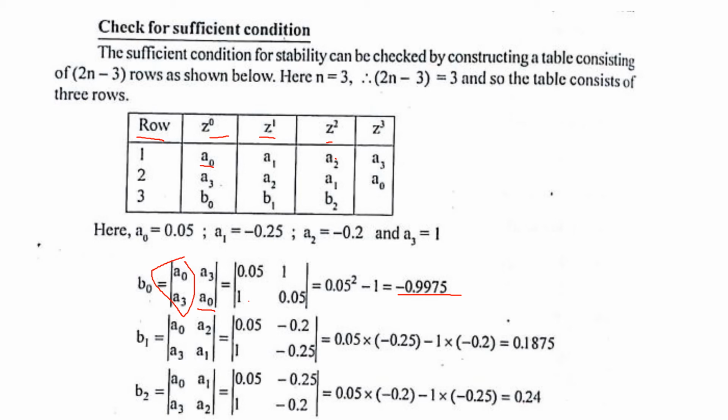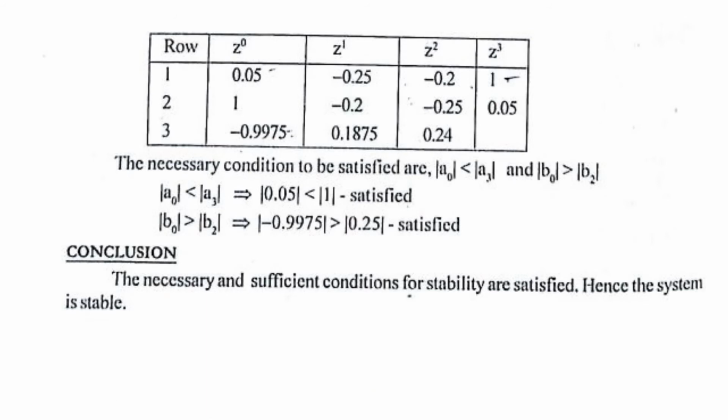With B2 you have to stop, because always your B will be one column less than your A. So don't take B3 also, and don't take A0, A3 into A0, A3, as that will be totally wrong. Always your B should be less than A. This is how you have to fill up your table: the first row, its reverse as the second row, then the third row.